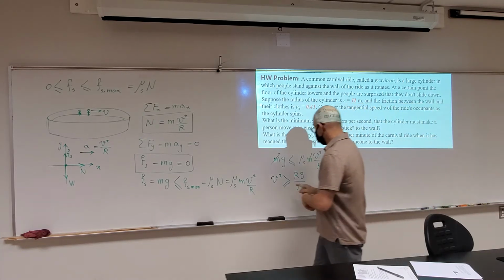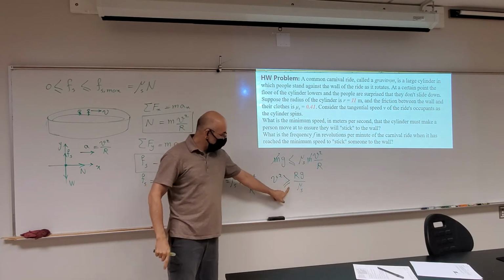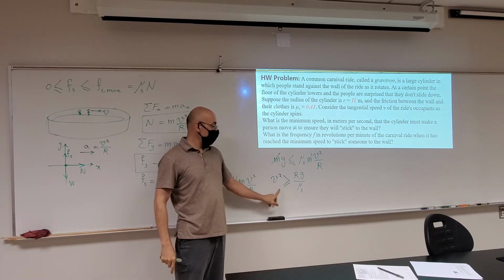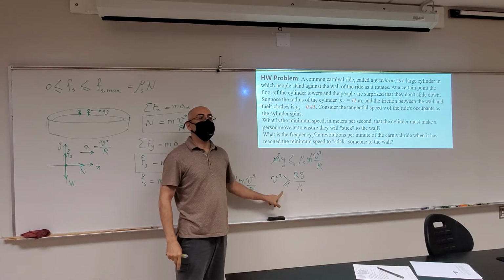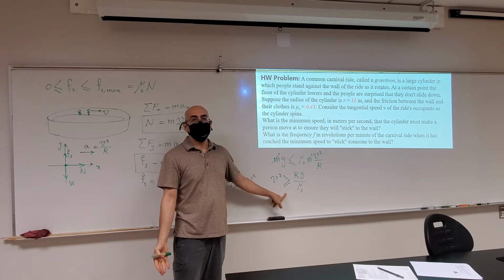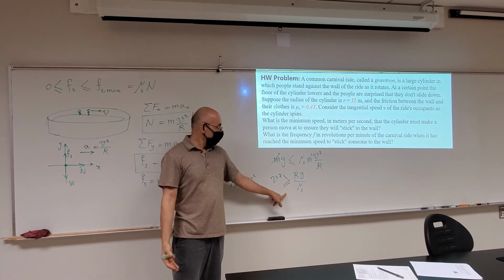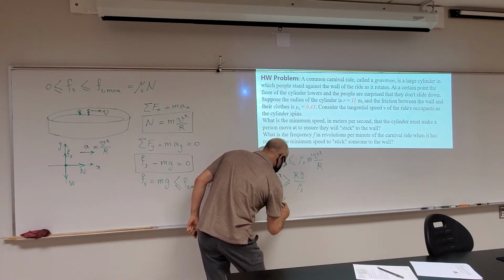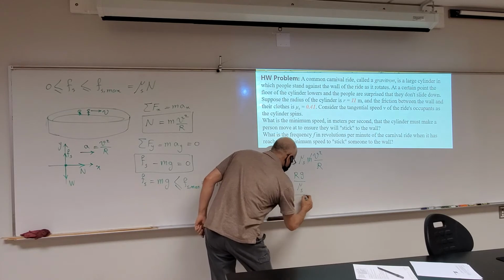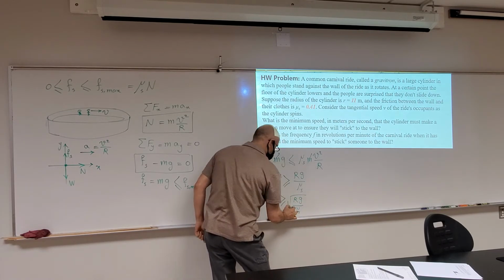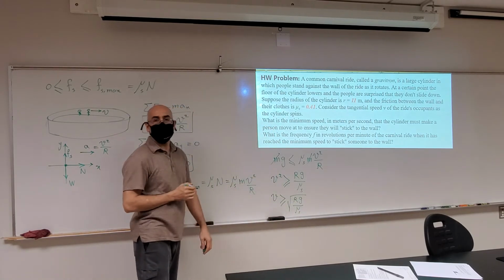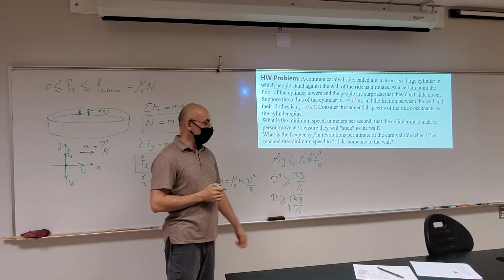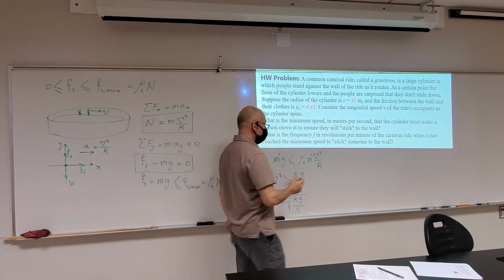So this also gives us a threshold. It means that v has to be greater than this. If it is less than that, people will fall, right? And the threshold is v greater than or equal to the square root of rg over mu s. And you can now plug in the numbers and find it.